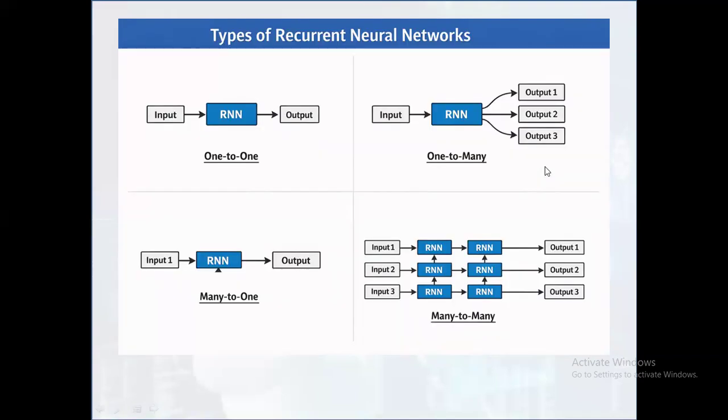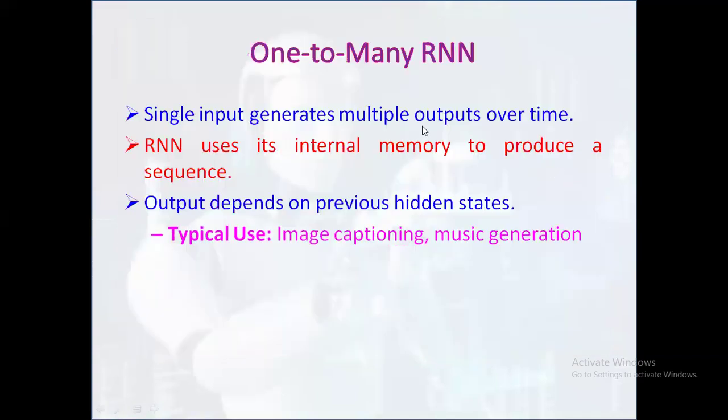The next type is the one-to-many recurrent neural network. Here, a single input produces many outputs. In a one-to-many RNN, one input is provided initially and the network generates a sequence of outputs across the time steps. The hidden states of the RNN store information that allows it to generate outputs sequentially from the same input. The output depends on the previous hidden states, so each output is influenced by the previous hidden state, ensuring continuity and coherence in the generated sequence.